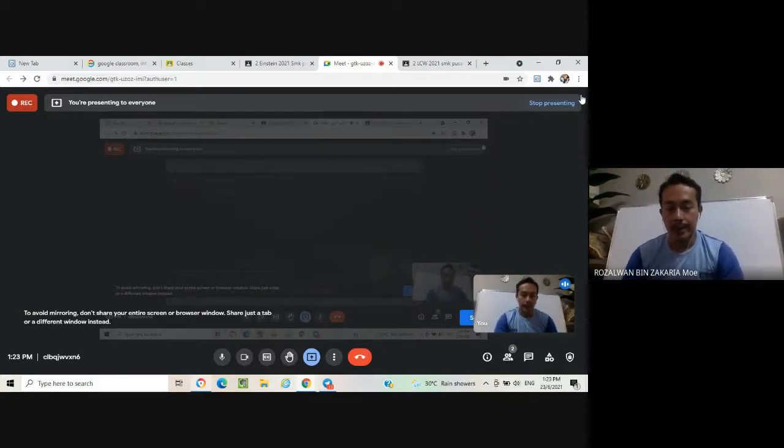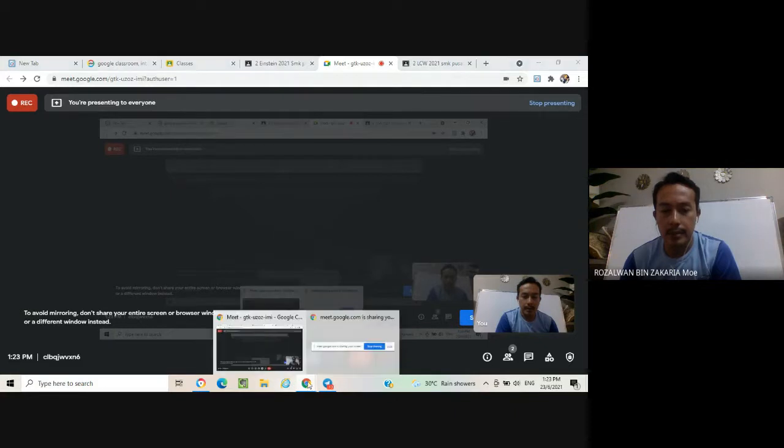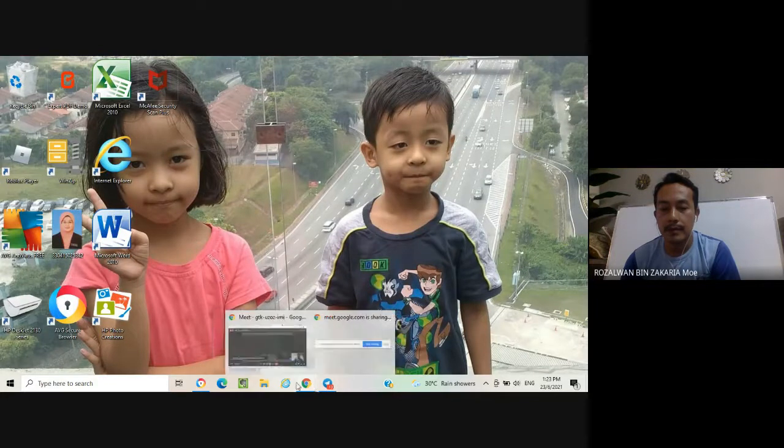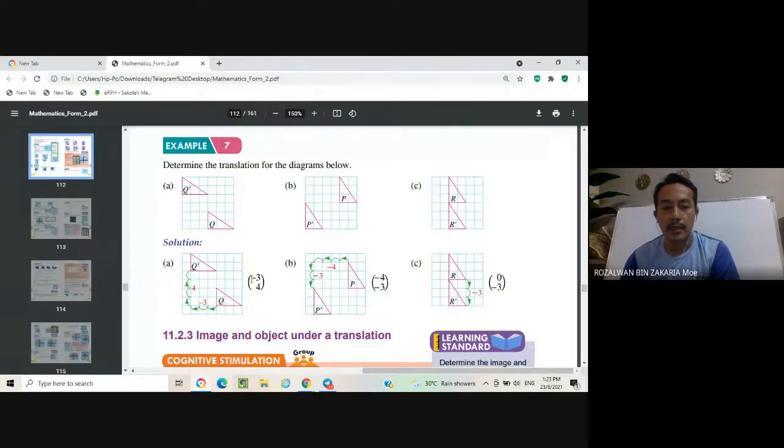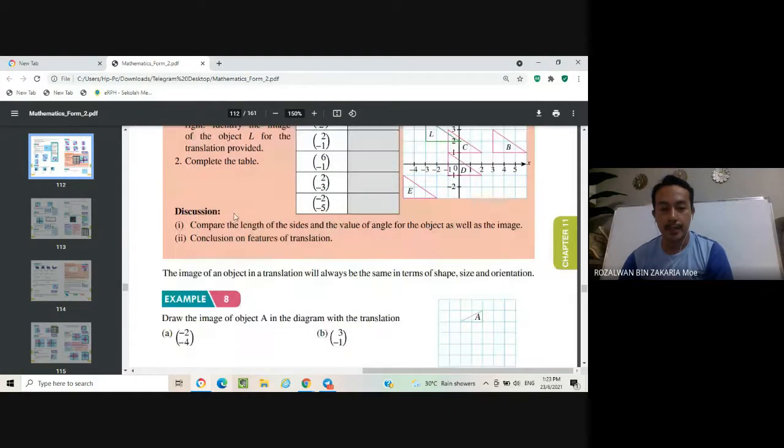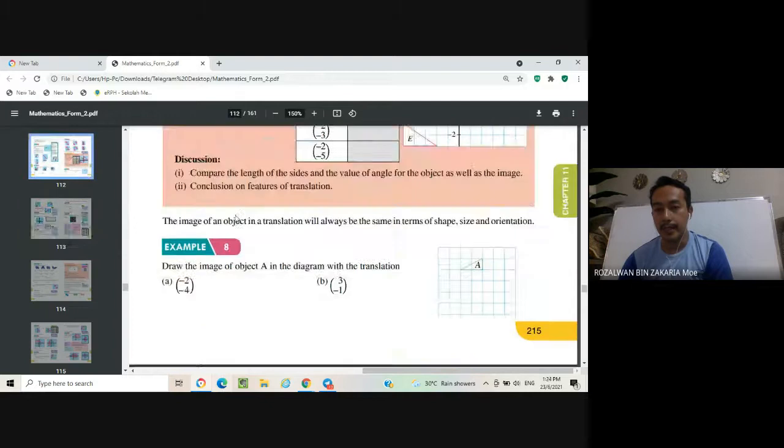Alright, so for our lesson today, we are going to continue still about chapter 11. Chapter 11, isometric transformation. So we continue our discussion for example 7, page 215 in your math textbook.